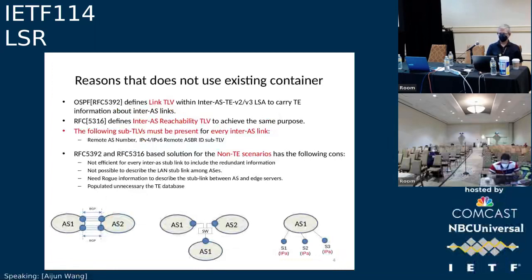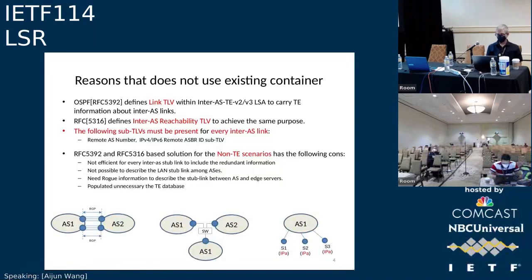And here is the reason that we do not want to use the existing container. As we have discussed on the mailing list several times, there are 2 RFCs that define the TE-related TLV to contain such information about the inter-AS link. But these sub-TLVs must be present for every inter-AS link, for example, the remote AS number and the IPv4 and IPv6 remote ASBR sub-TLVs.